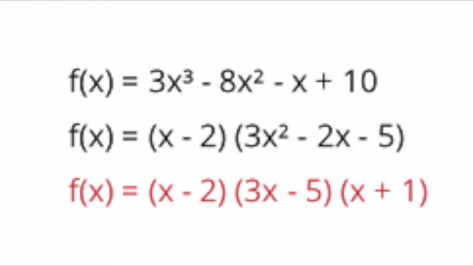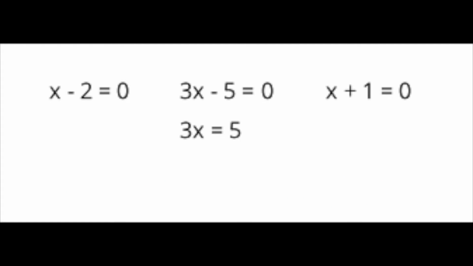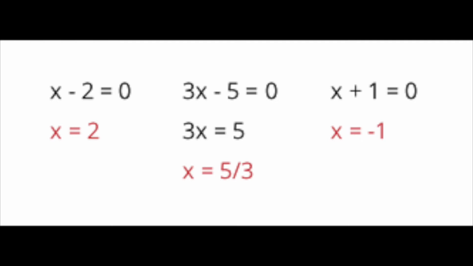My final factored equation is f of x equals x minus 2 times 3x minus 5 times x plus 1. With this, I can now solve for the zeros. I do that by setting each term equal to 0 and solving for x. So my zeros are 2, 5 over 3, and negative 1.